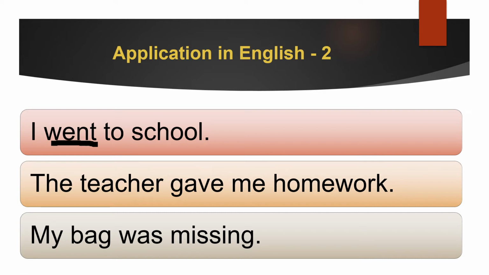So went is a fi'l, gave is a fi'l, was missing. These are the fi'ls. Now about harf. To and the. So these are the harfs. Now let's look at the isms. In the first sentence, I went to school. If I ask you who is the doer of the sentence, what will you tell? It is I. I am the doer of the sentence, right? So let's put I in red. The doer is red, okay?